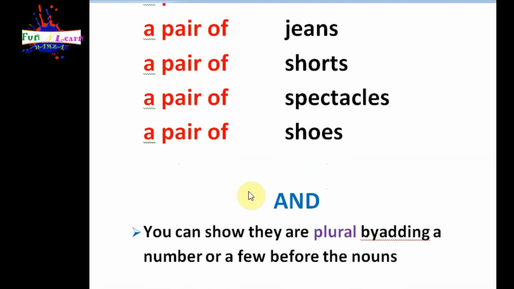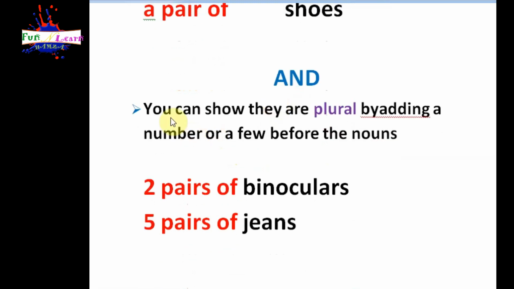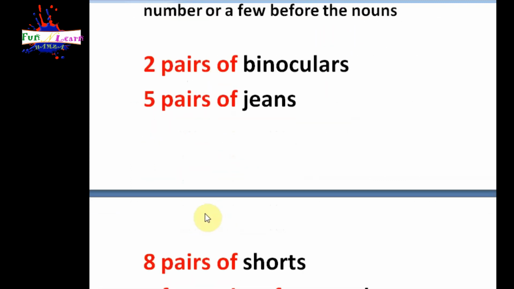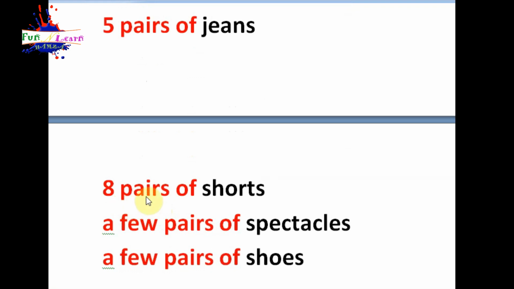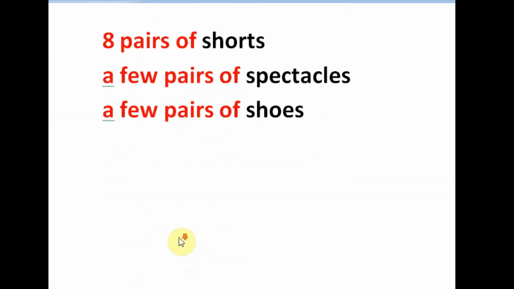A pair of shoes. All these nouns will have an S at the end whenever you talk about them. And you can show they are plural by adding a number or a few before the nouns. Two pairs of binoculars, a few pairs of binoculars, or maybe 5 pairs of jeans or a few pairs of jeans, 8 pairs of shorts, a few pairs of spectacles, a few pairs of shoes.